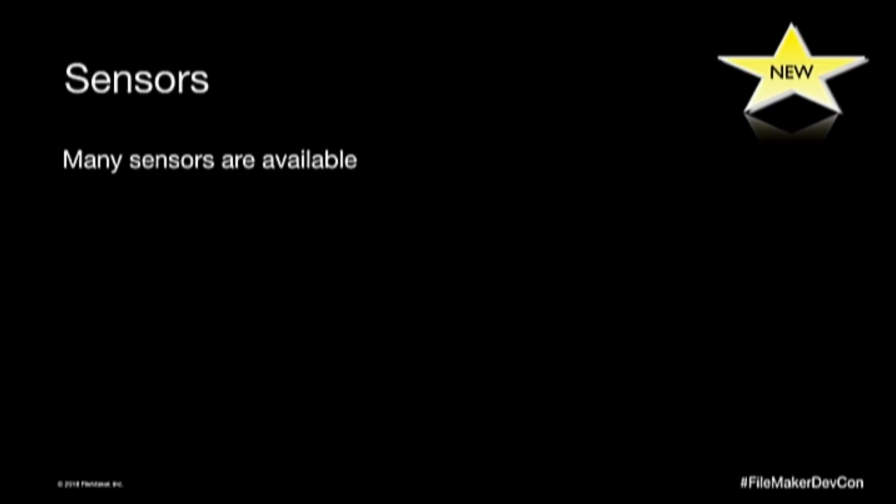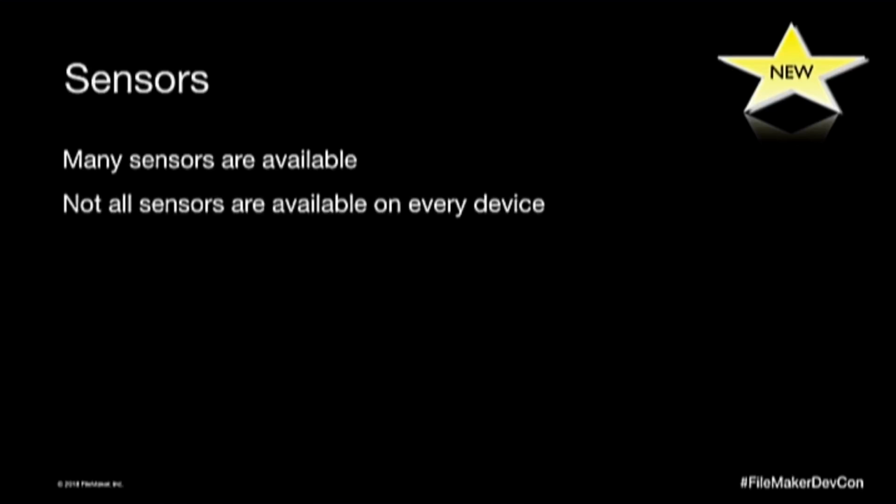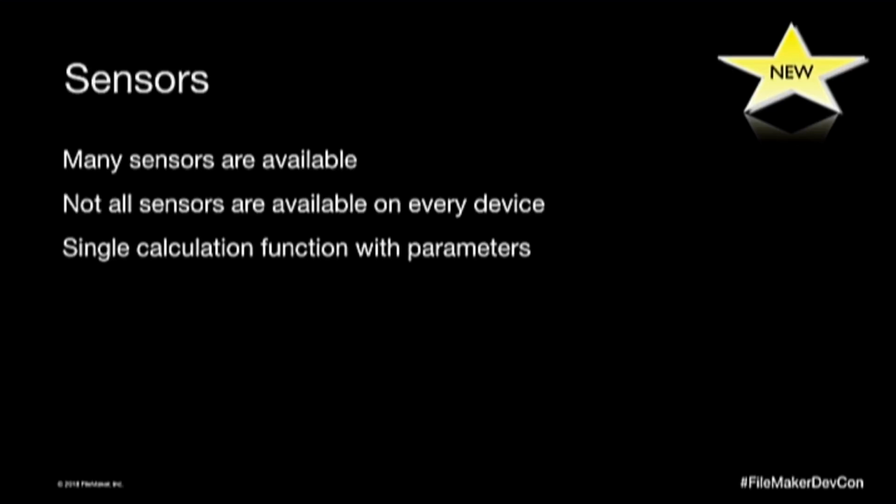There are many of the sensors available in this step, not all of them, but many are already. And you need to pay attention that not all sensors are present on all devices. For example, there are more sensors on an iPhone than you have on an iPad. Okay? It's a single calculation function with parameters, which means that the choice FileMaker made in making it a calculation function makes it much easier for them to add functionality in the future. So whatever you can think of as sensors, ask FileMaker to do them, because it will be fairly easy for them to put them in when they have a calculation function, okay? It will be expandable in the future.